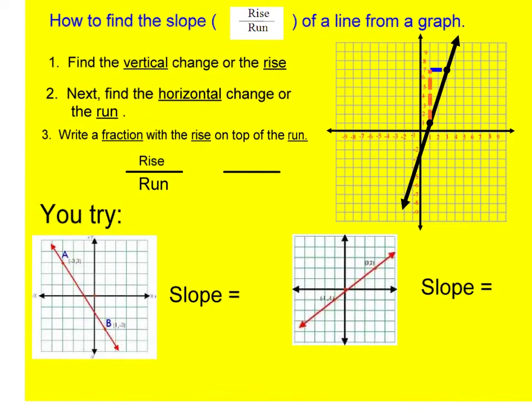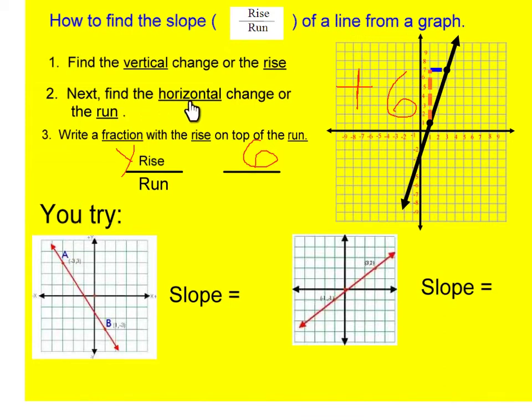So I'm going to look at my graph, and if I put my finger right there and I start counting as I go up, so 1, 2, 3, 4, 5, 6. So I went up 6, and if you go up, that's a positive move. So I'm going to write that 6 here. So the top of the fraction is always your y, how the y changed.